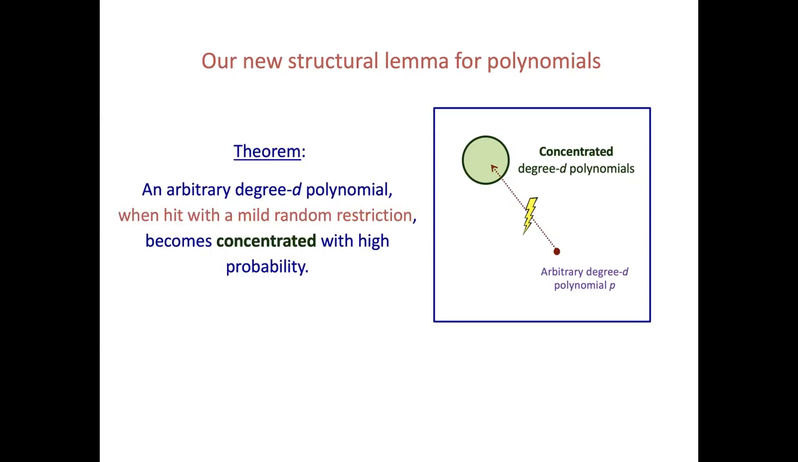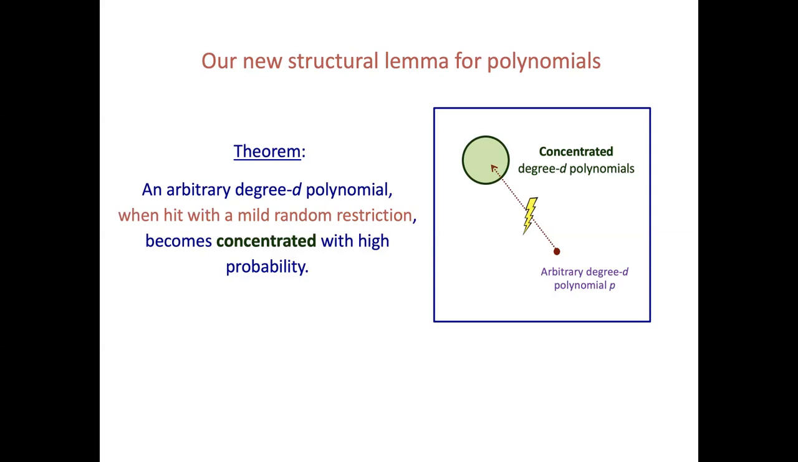Here's our lemma in words. An arbitrary degree D polynomial, when hit with a mild random restriction, becomes concentrated. It falls into this green circle with high probability. So in the next few slides, I'd like to tell you about what a mild random restriction is, and also sketch the proof of this lemma.